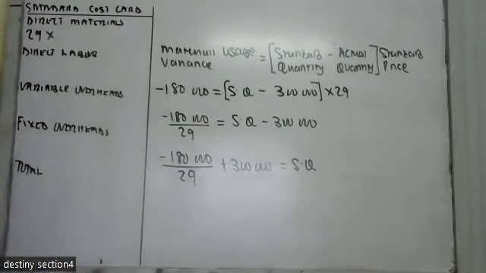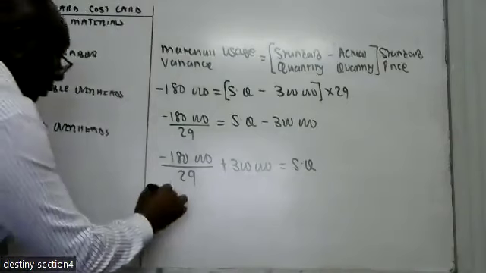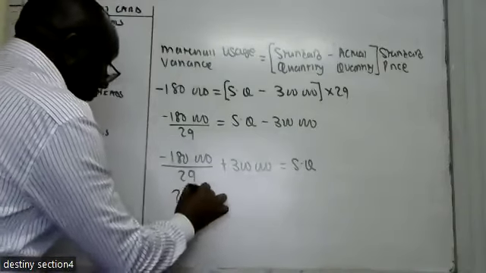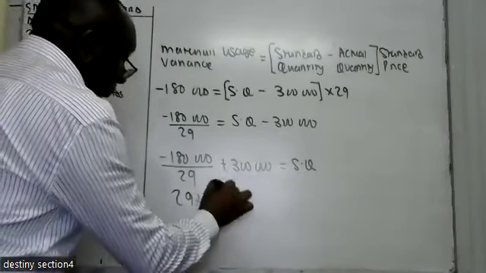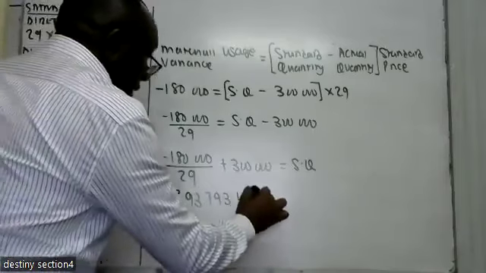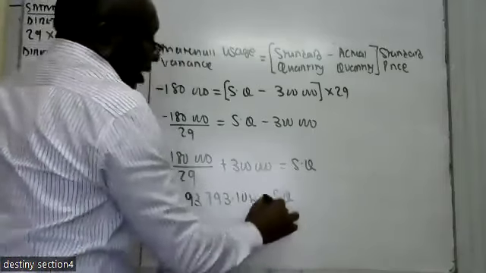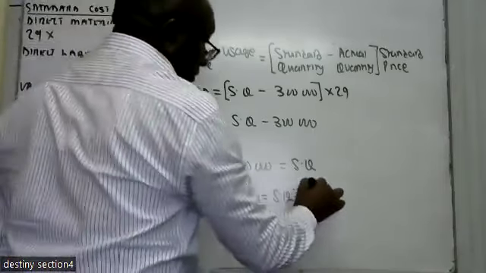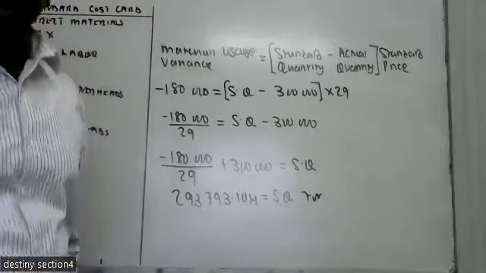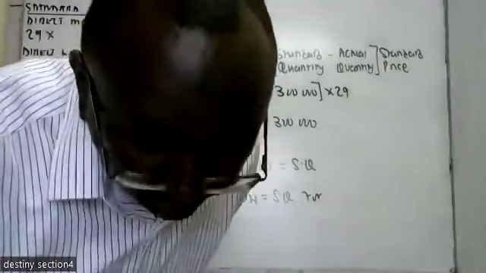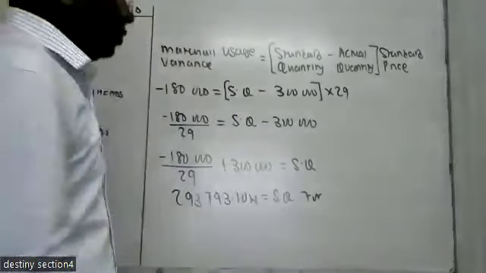792,104. It's the standard quantity. Now this is for how many units? How many units were produced? The actual production is 36,000 units.